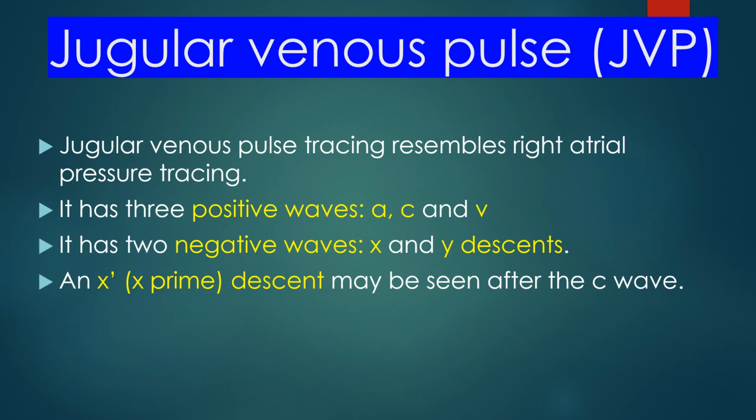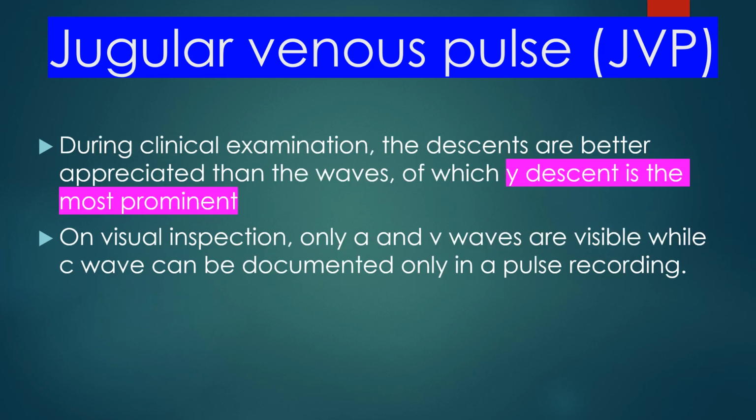The jugular venous pulse tracing resembles the right atrial pressure tracing. It has 3 positive waves A, C and V and two negative waves X and Y descents. An X prime descent may be seen after the C wave, that is mostly in the recordings and not in the clinical examination. During clinical examination, the descents are better appreciated than the waves, of which Y descent is the most prominent. On visual inspection, only A and V waves are visible, while C waves can be documented only in a pulse recording.